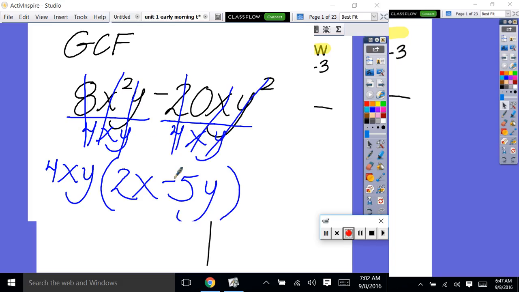Now look in your parentheses. If there's nothing more to pull out, you've done it correctly. Does everybody see how we can say 2x, 5y, nothing more? Okay, that'd be our answer. GCF. We factored out the greatest common factor, we're done.